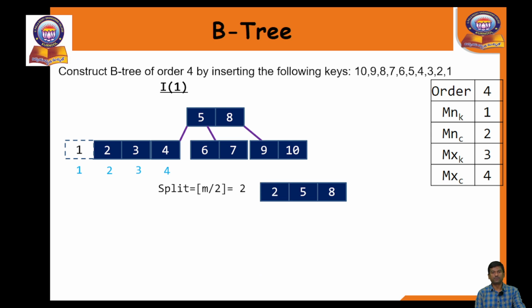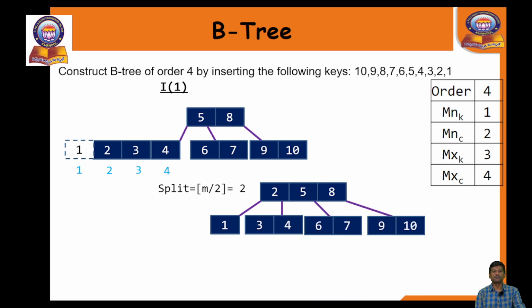So 2, 5, 8 will be the contents of the root node, and it is allowed because the maximum allowable keys are equal to 3. And 1, 3, 4 will be the children, and similarly 6, 7 will be to the right of the key 5, and 9, 10 will be to the right of the key 8. This is how we can insert the values.